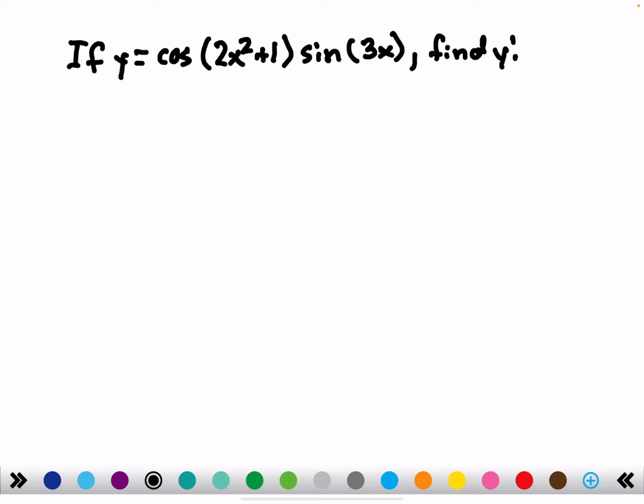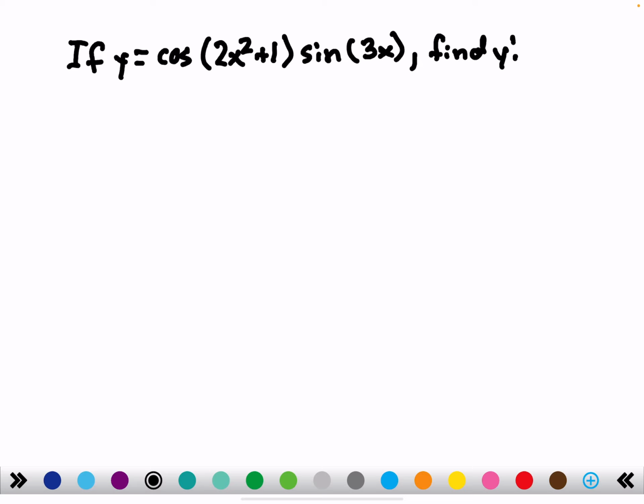If y equals the cosine of the quantity 2x squared plus 1 times the sine of the quantity 3x, find y prime. Please pause the video and work out this problem and turn the video back on if you need help or to check your answer.